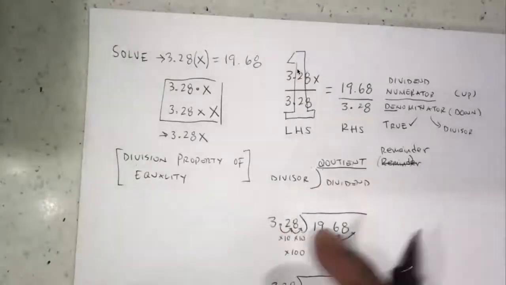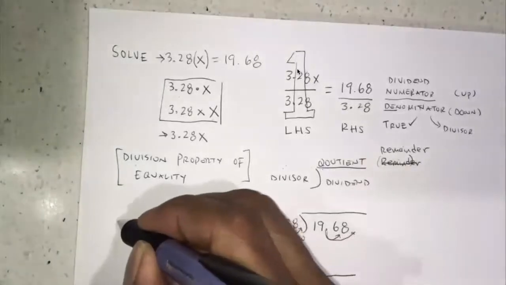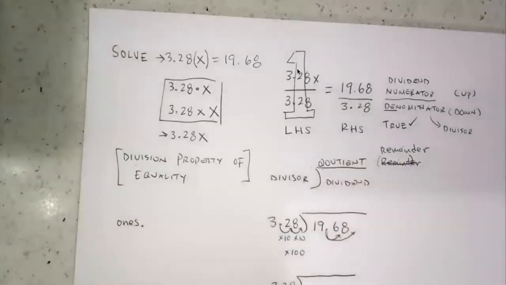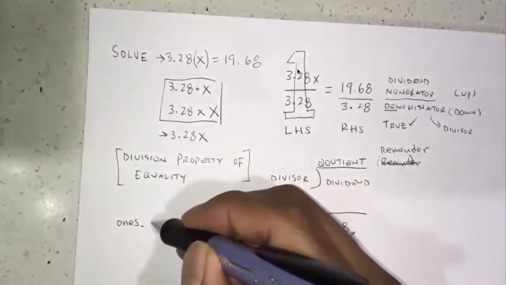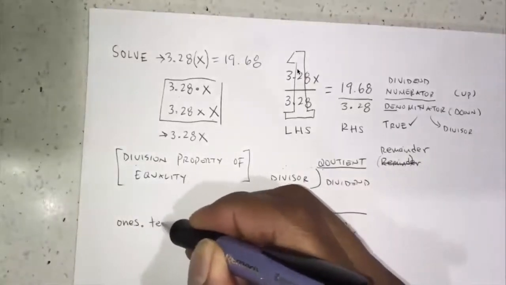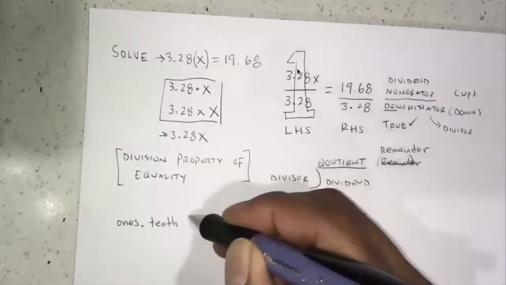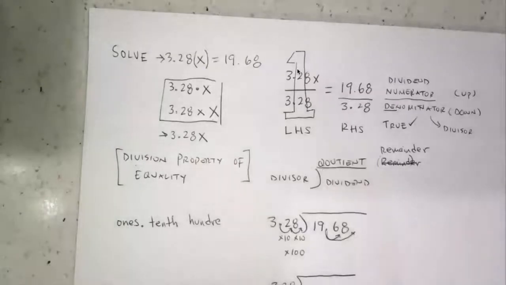Just really quickly as a reminder, when I'm referring to the placeholders, we know we have the ones followed by the decimal dot. Then comes the tenths. And after the tenths comes the hundredths. And this is DTH.